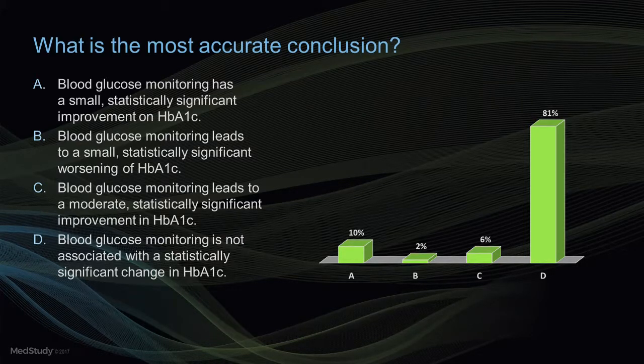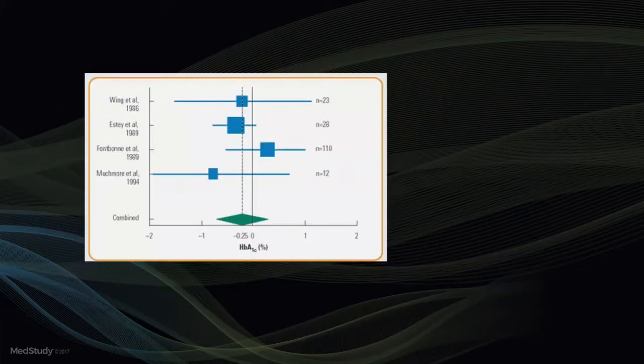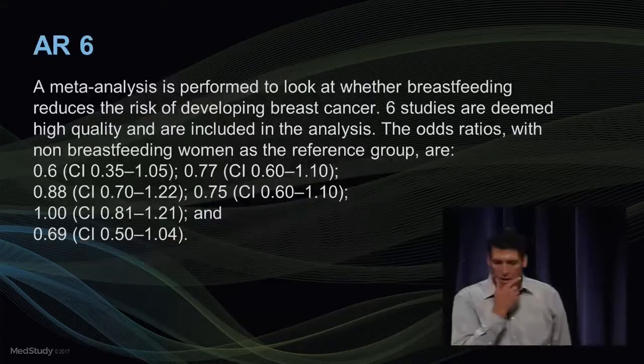Okay, so yeah, 81% of you got the right answer. Those confidence intervals all contained 0, so there was no significant difference between those that were monitored and those that weren't monitored in terms of their HbA1cs. That's just a graphic of that meta-analysis. Okay, so I think that I've got just a couple more slides here.